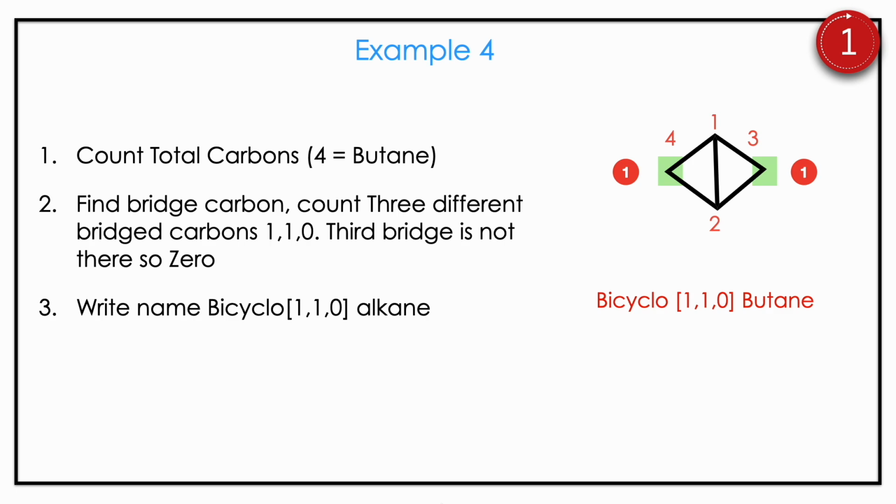Then example 4. Here it's a simple butterfly kind of compound. The bridge carbon is not there. Here it is 2 cycles through fused carbons. So the parent will be 4 carbon atoms. It is 4, so butane. Then if you look at the bridges, one bridge is absent, so it's 0. Both sides are 1 carbon. So the name will be 1,1,0. The third bridge is not there, so that's why we mention it as 0. So if you look at the name, the parent will be butane, bicyclo structure, but one bridge is not there, meaning bicyclo 1,1,0 butane.